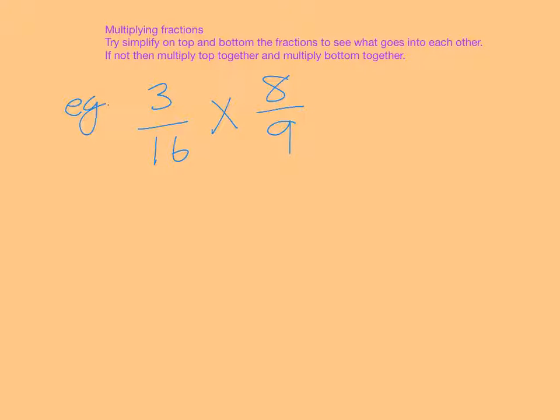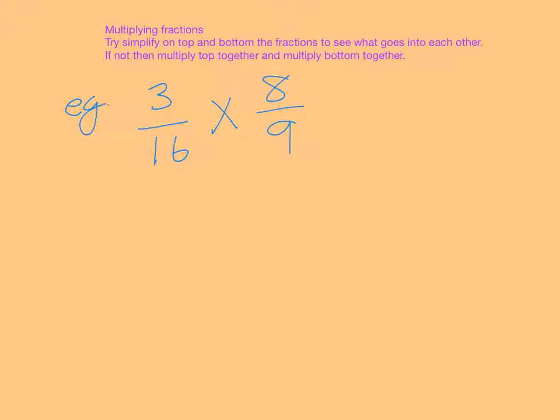This time, if you want to multiply fractions, we have to try and simplify on top and bottom, on the left and the right hand side, things that could possibly go into each other a bit easier. So if we can't do this, then we just simply multiply the top together and multiply the bottom together. So let's have a look. We can see on top and bottom here that 8 on the right hand side can go into 16 on the bottom on the left, and it's only on top and bottom, not two tops can go into each other.